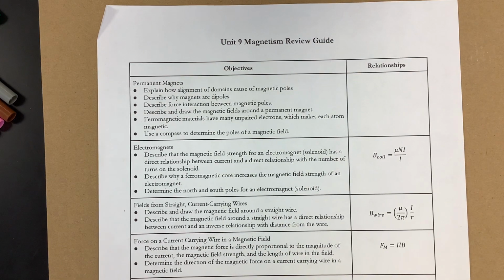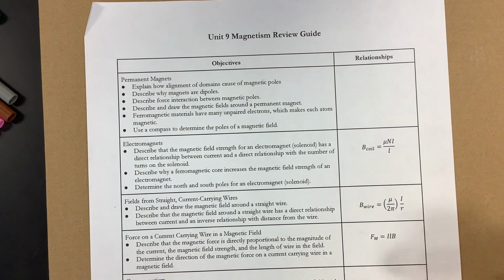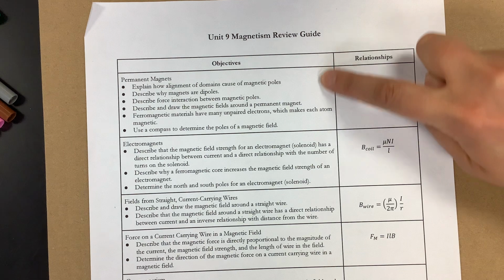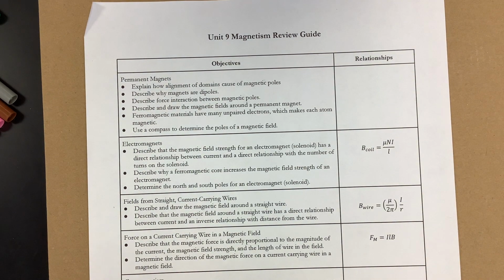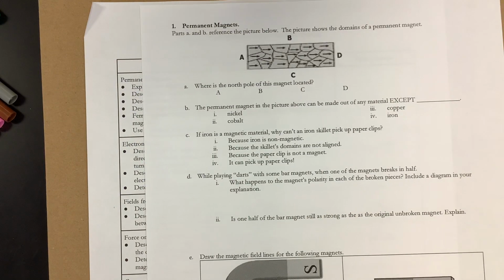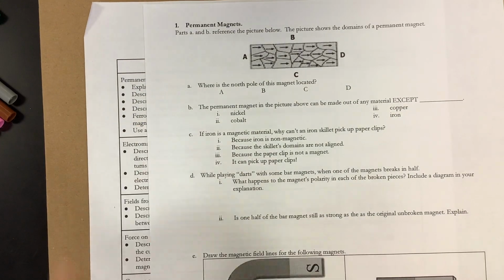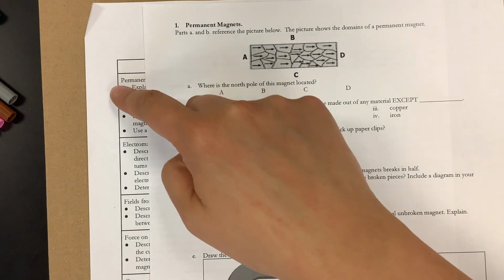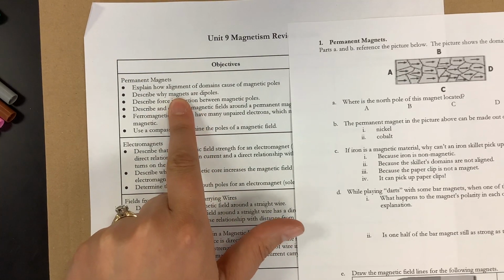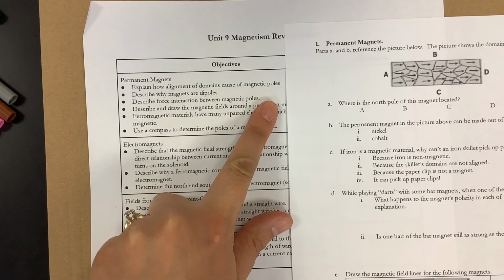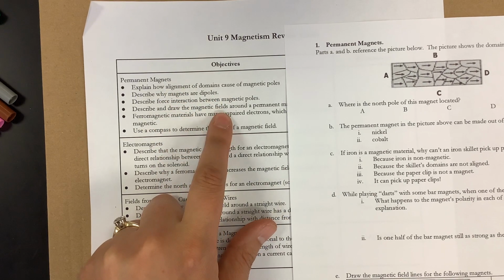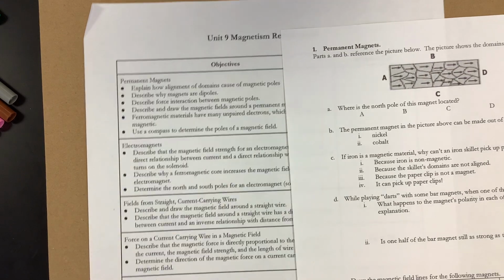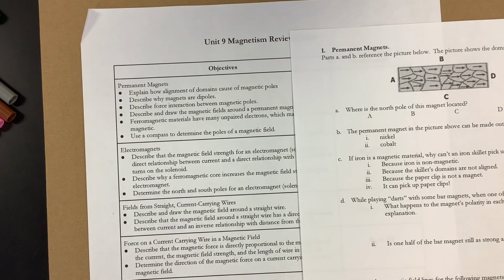It's really Unit 8. Anyways, just like last month, the way that this review packet works is this one section on permanent magnets corresponds to the first page. Everything on the first page of this review packet corresponds to these objectives. So when you get through the first page, make sure you can check off and explain how alignment creates magnetic poles. Describe why magnets are dipoles, right? Describe the force interaction between magnetic poles. You can do all this. So let's get to it.